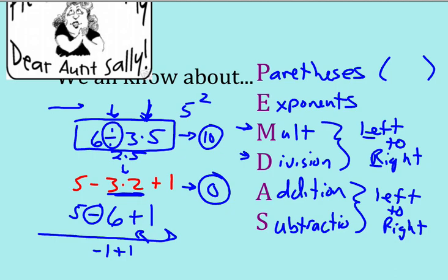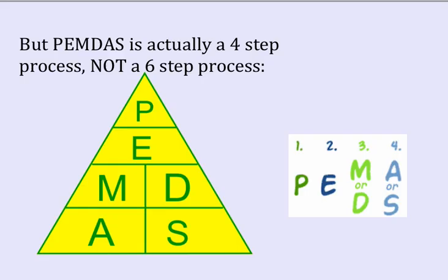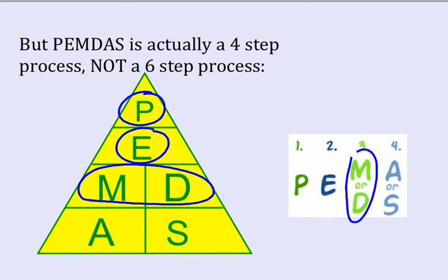So that's PEMDAS. Here's another way of looking at it. Parentheses always first, then exponents, and then they put multiplication and division on the same level here. Basically there's 4 steps in PEMDAS. Multiplication and division would be considered one because they're equally important, just like addition and subtraction are also.